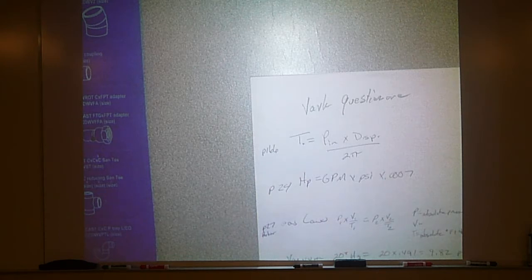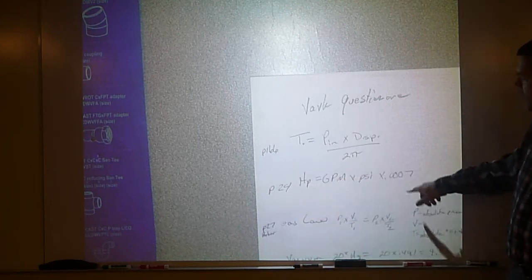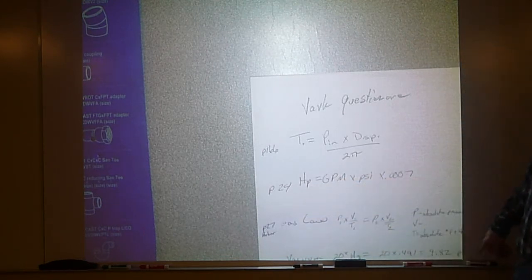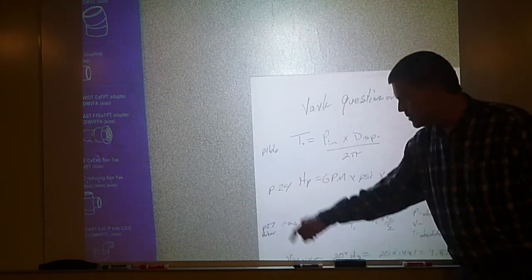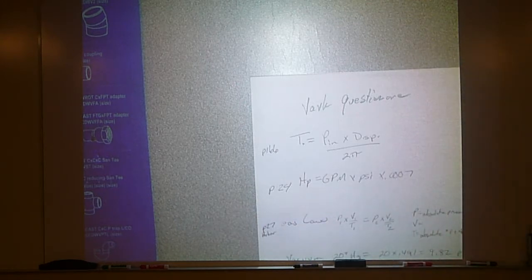Remember how to calculate horsepower, but here's an easy solution. It's horsepower equals gallons per minute times your PSI times 0.007 equals your horsepower. You'll need that. That's on page 24 in your book. Again, that's the hydraulics book.